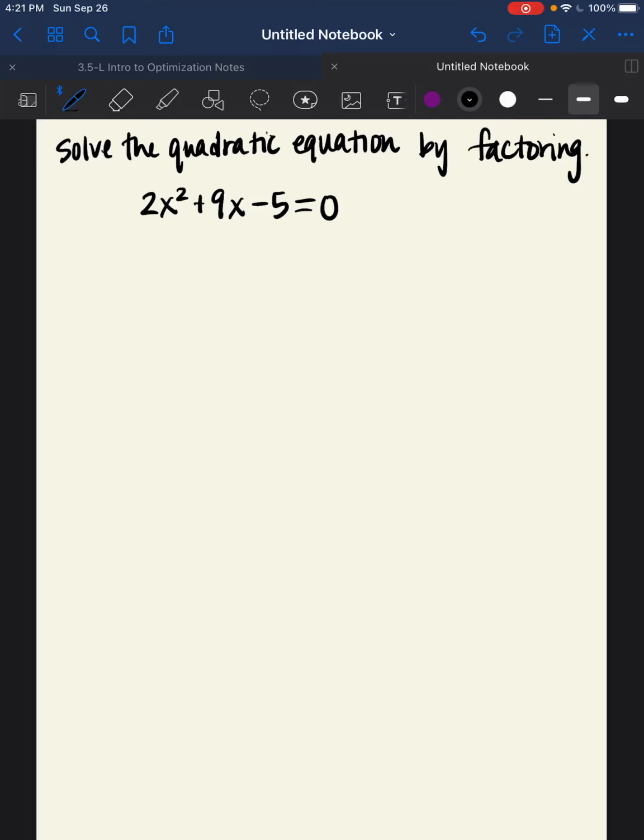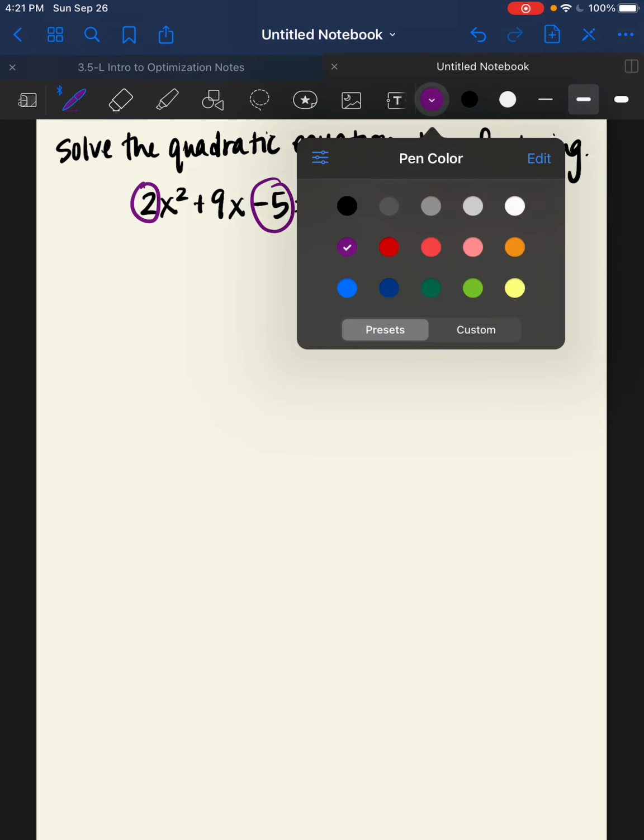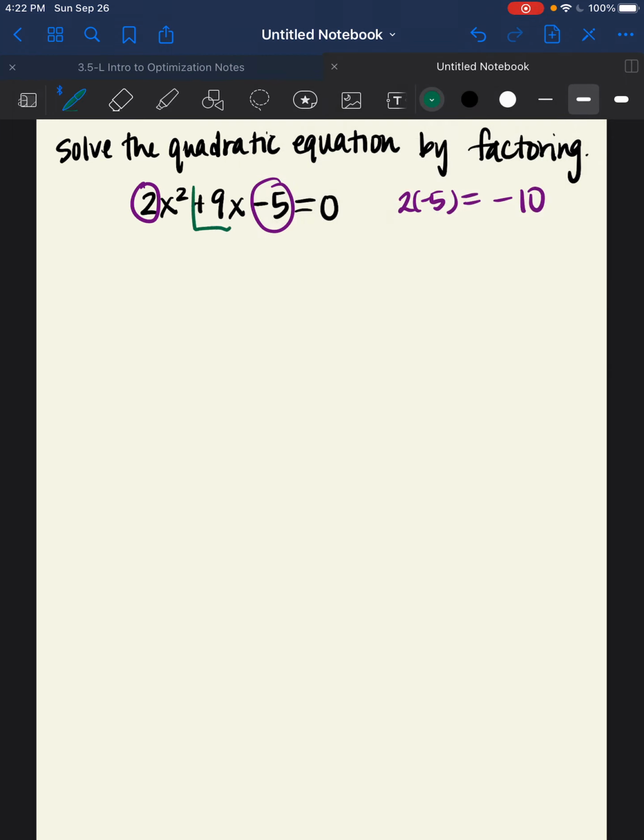We are going to solve this quadratic equation by factoring. And so to factor this quadratic, we multiply the a by c, which is 2 times -5, which equals -10. So we are looking for two numbers that multiply to -10 and add to the b term, which is +9. And so two numbers that multiply to -10 but add to +9.